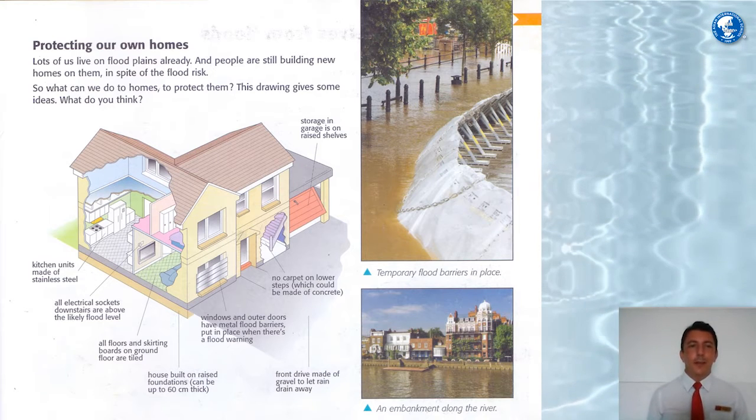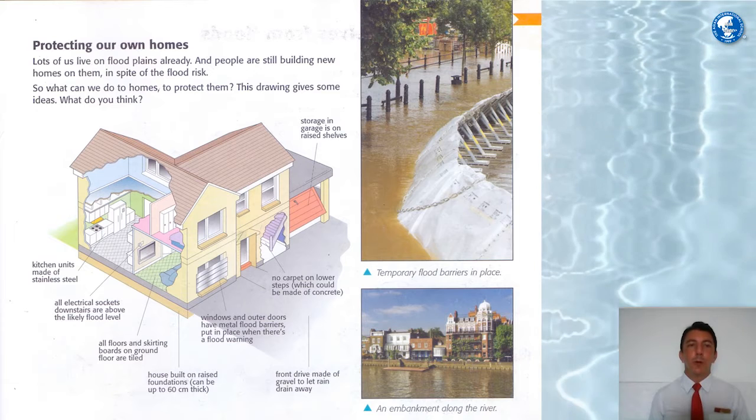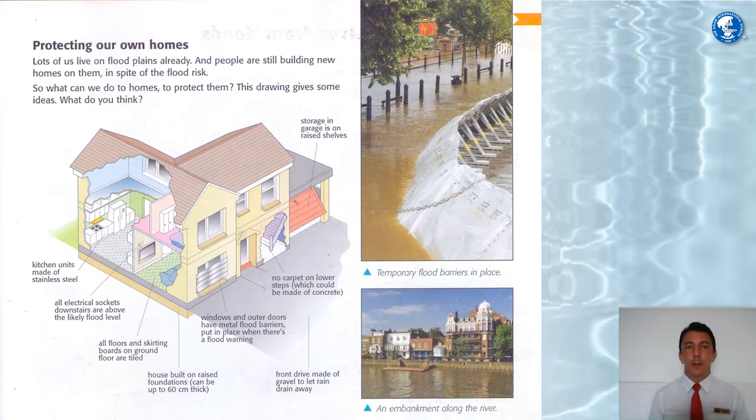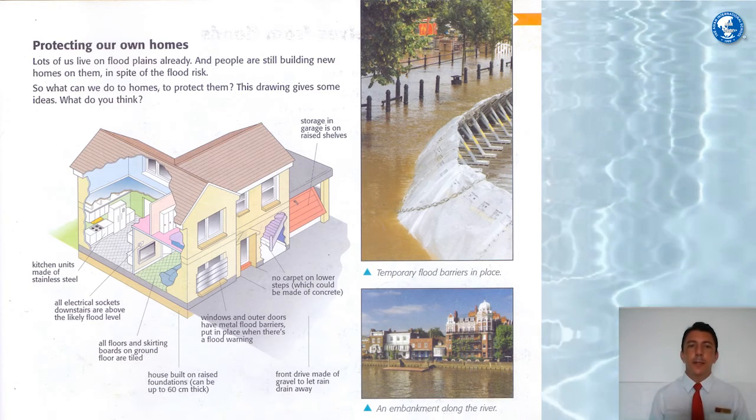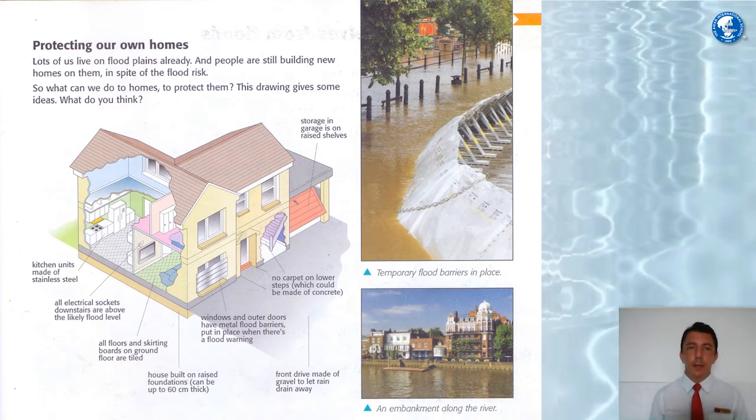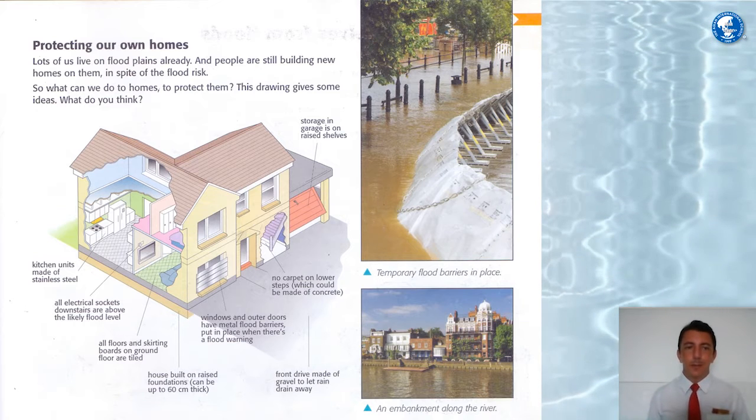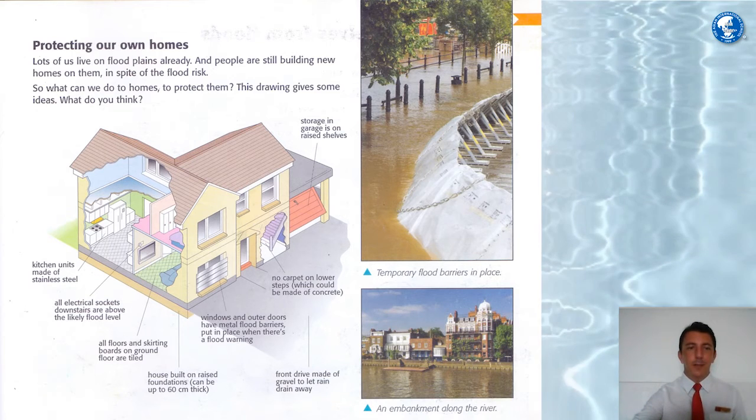Now let's look at protecting our homes. Lots of our homes are already in areas that are at risk of flooding. So we have to think of ideas to protect them if a flood does happen. So what can we do to homes to protect them? This drawing gives us some ideas. So let's start in the kitchen.